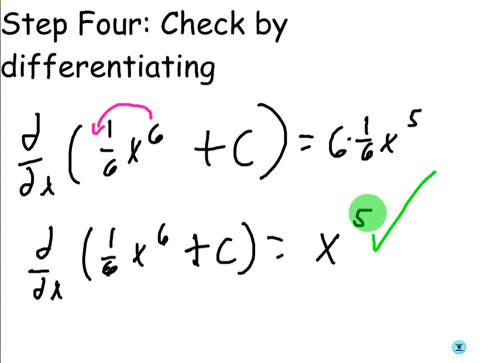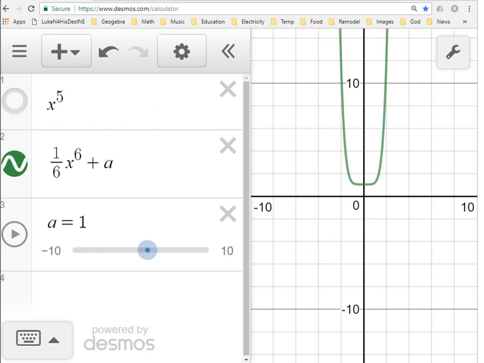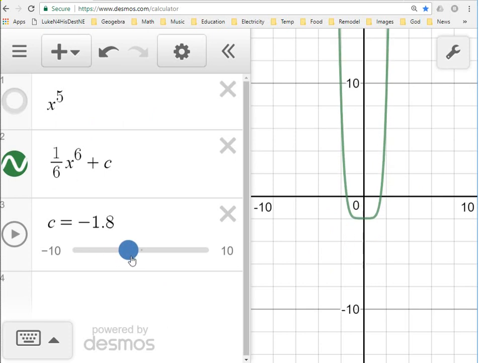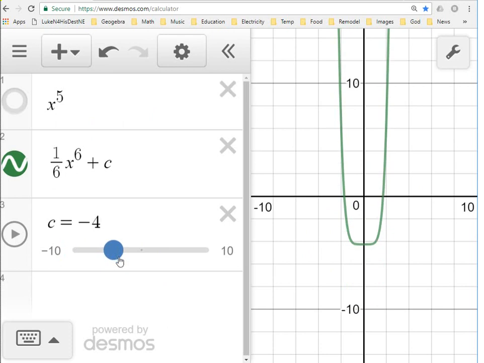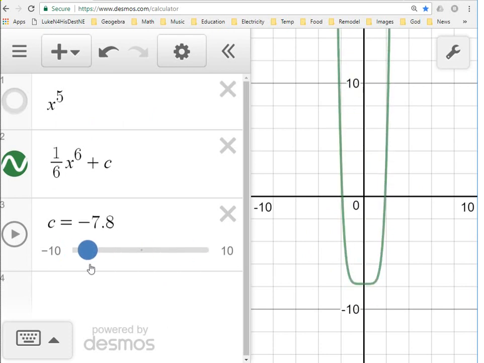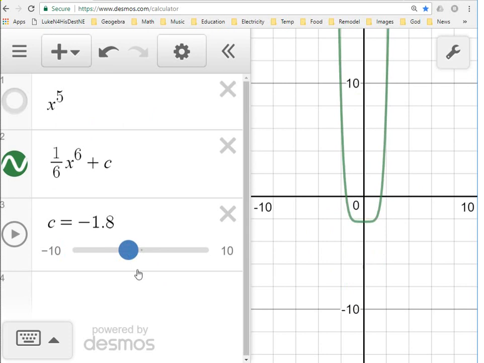But I want to show you why we do a plus c, and I want to show you the graphical representation of this. Okay, so here's the graph of 1/6 x to the 6th plus c. You could use any constant. Actually, let me go ahead and change that to c so you don't get confused. So here we have plus c. When we move this slider around, what happens to the graph? Nothing about the slope, right? Just its position. If you were to draw any tangent line on this graph, it'd be the same regardless of your c value. It just shifts it up and down.